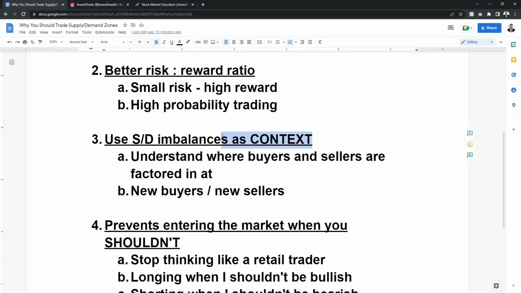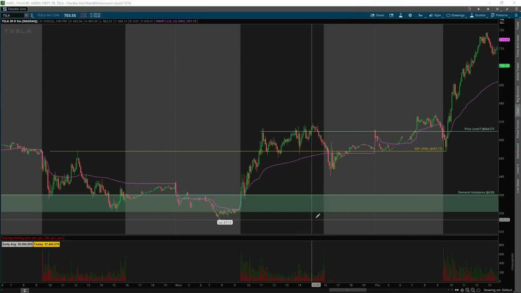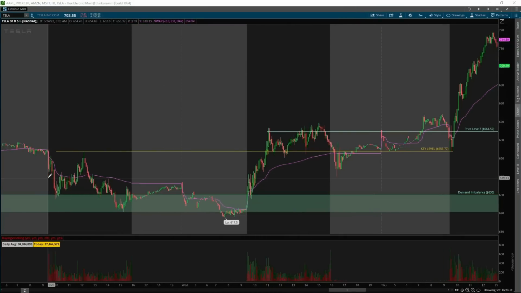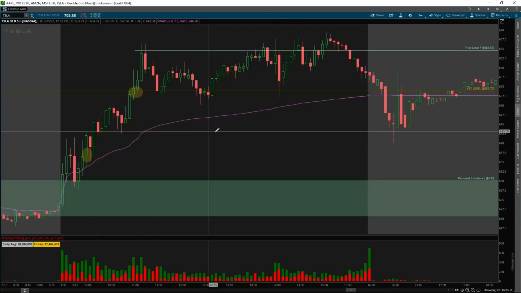We use it as context, and it prevents us from entering the market when we shouldn't be. It's an offensive and a defensive tool. In this example again with Tesla, we came into that 630 demand zone. Not only did we bounce on a Tuesday, the following day we hit that zone and we bounced, and that was that example that I explained earlier.